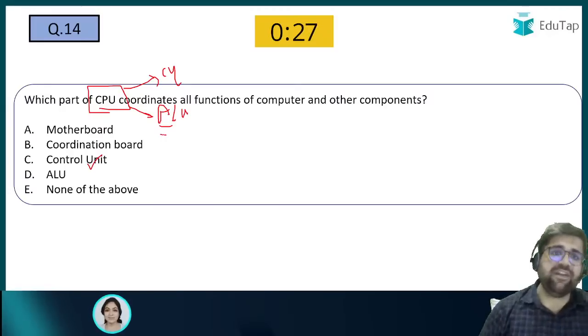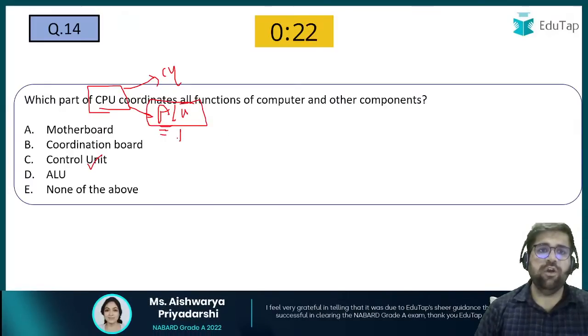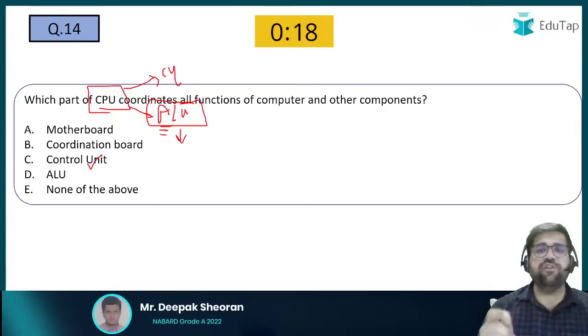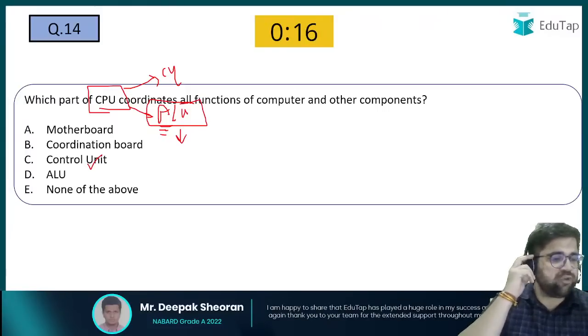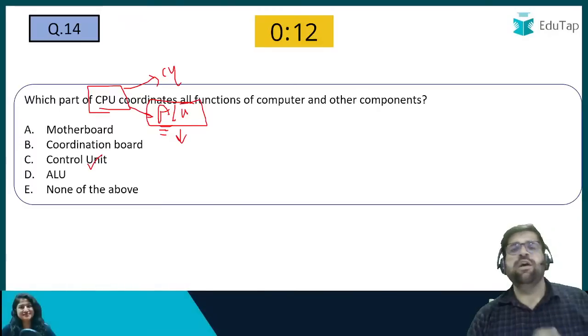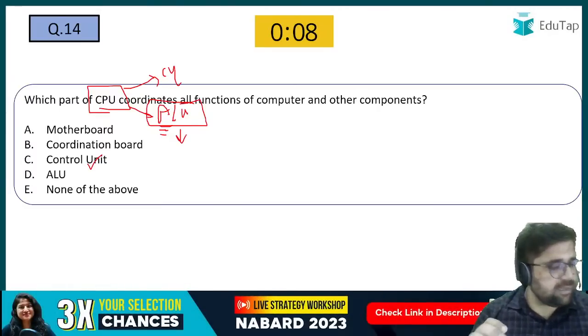Okay, then we come to ALU. Can someone let me know what is the function of ALU? Also please let me know the full form of ALU. I am asking you two questions. First, tell me the full form of ALU, and then what is the function of ALU. Please, quickly. ALU compares numbers.